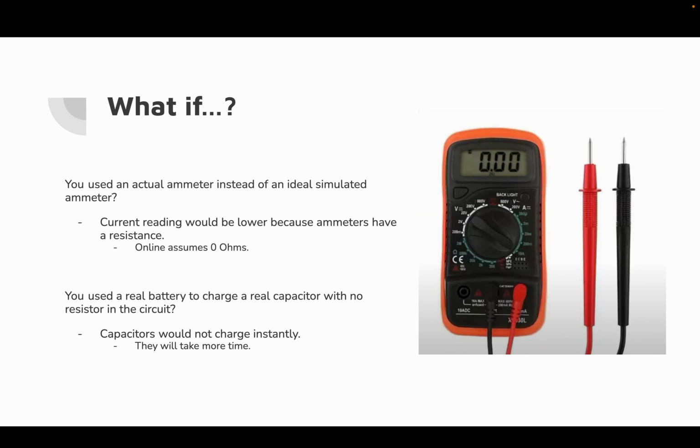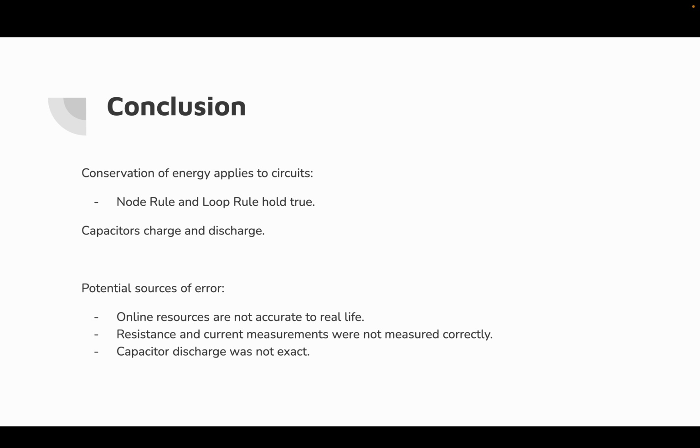99.74% accuracy. What if you used an actual ammeter instead of an ideal simulated ammeter? The current reading would be lower because ammeters don't actually have a resistance of 0 as simulated in the online lab. So what if you use a real battery to charge a real capacitor with no resistance in the circuit? Capacitors would not start charging instantly like they did in the virtual lab. Instead, it would take a moment for them to start charging.